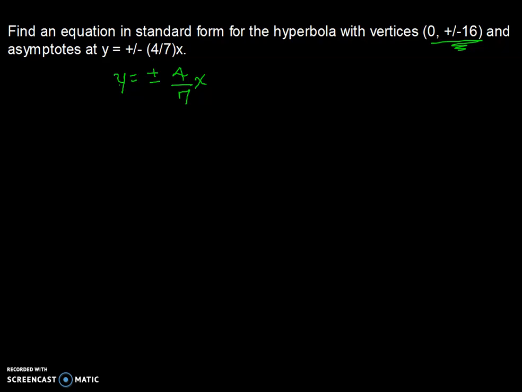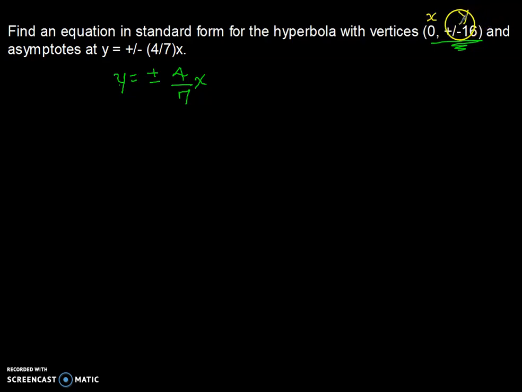Hi guys, so today I'm just going to show you another approach on how to write the equation of a hyperbola in standard form given its vertices and the asymptotes. So I'm just going to label this really quickly. The vertices are points. You have the x, y point, which can be both positive or negative 16.